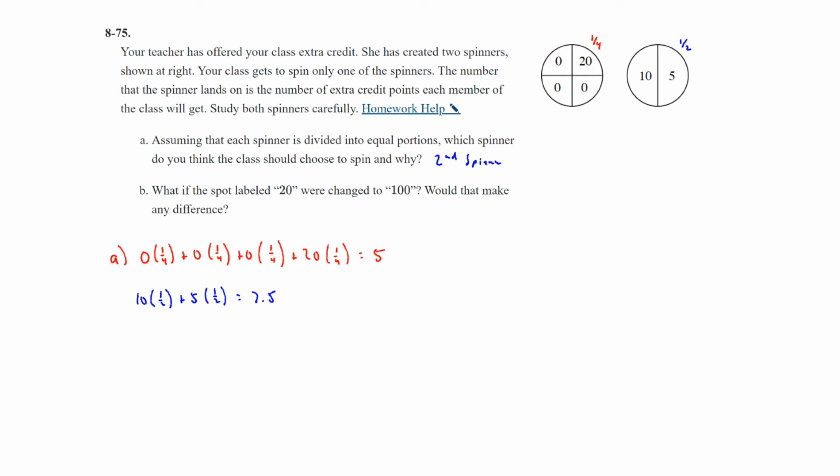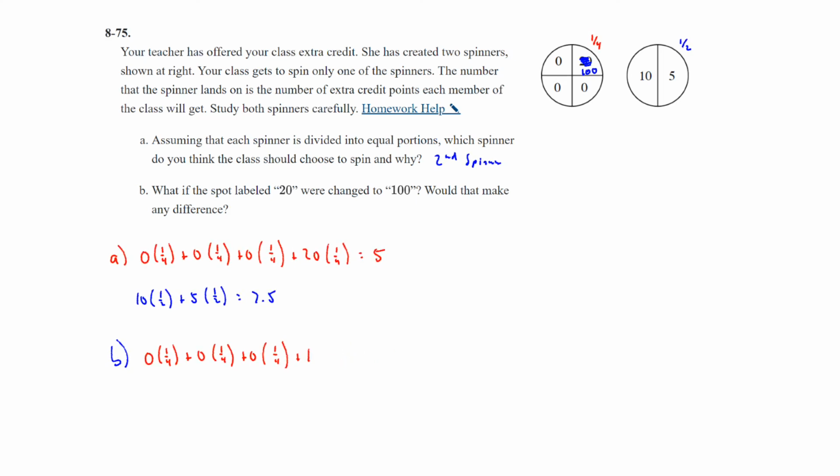Part B, what if the spot labeled 20 were changed to 100? Would that make any difference? I'm thinking it might. So if this is 100, then we go to part B, and we basically are going to take this whole thing and redo it, but what we're going to do is change the 20 to 100, and let's see what happens.